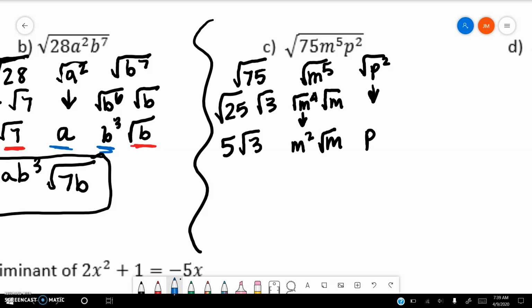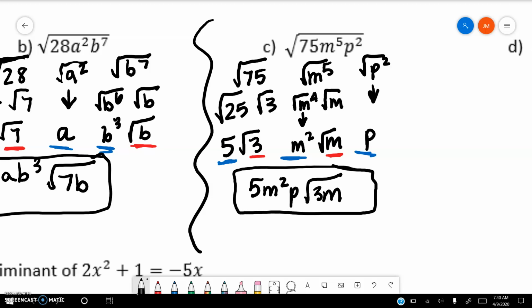So now, just like the other two, the 5, the m squared, and the p are going to be out in front. And then this 3 and this m are going to stay underneath, and this would be your answer.